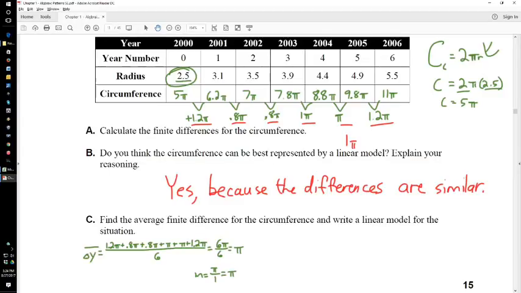So y equals pi times x plus 5 pi. Because that was my starting circumference right there. Okay? And that's a linear model for the situation.